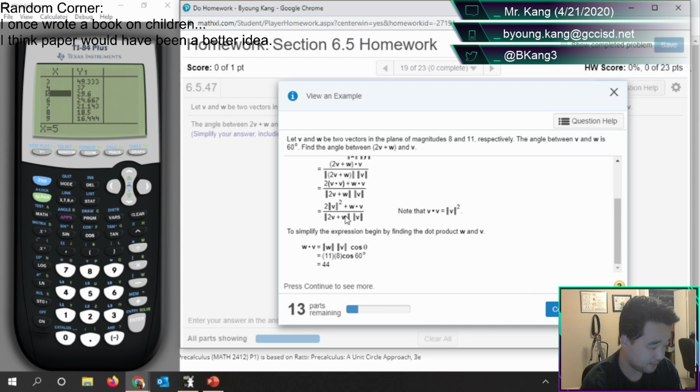Okay, now from here, we need to figure out what to sub in for w dot v. Again, just with w and v, we're going to use the definition of dot product, and we know what the magnitude of w and v are because they gave it to us in the problem, and we know what that angle is because they gave me 60 for just those 2 vectors. Cosine of 60 is 1/2, so half of 88 is 44. That's where they're getting the 44 from. So if you go back one line of work right here, this v dot w is going to get replaced with 44.